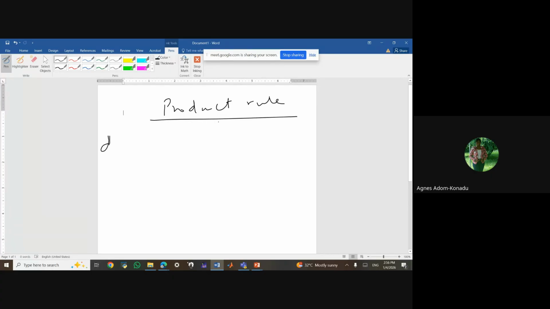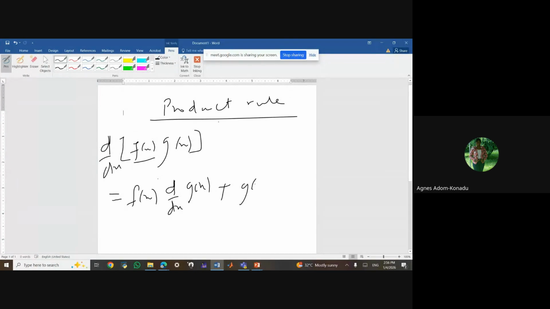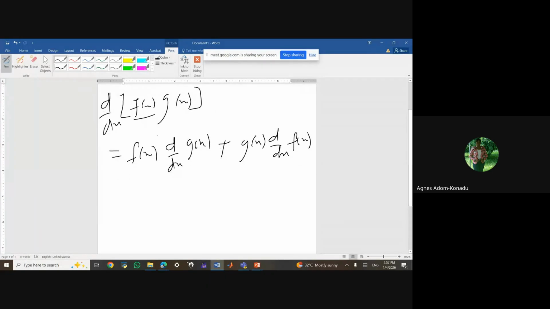Product rule says that if I want to find the derivative of two differentiable functions, f of x and g of x, both of them differentiable at x, to differentiate the product of two functions, that's how we go about it. What you do is you keep the first one, f of x, then you differentiate the second one, plus you keep the second one, then you differentiate the first one. We know that addition is commutative, so it's the same thing.